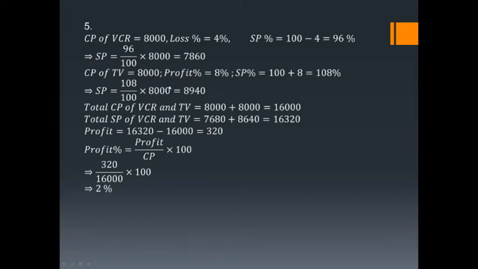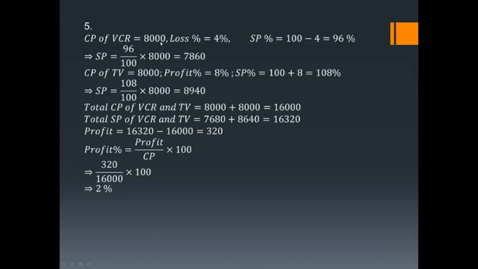Then at the same time, we bought the TV at 8,000. Then we sell it again at a profit of 8%. Since it is profit, we have to add it to 100. SP percent is equal to 100 plus 8, which is 108%. In order to find our selling price, we use the formula again, SP percent by 100 into CP. That is, SP percent is 108 by 100 into CP, which is going to be 8,000. So after simplifying this, you will get 8,640. So after that, we have to find the total CP of VCR and TV.